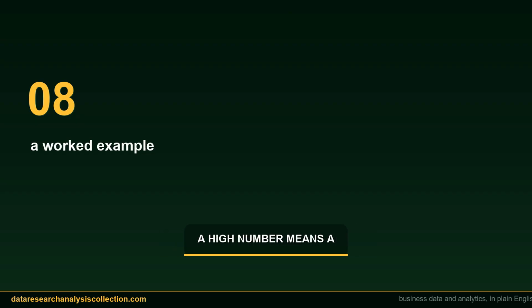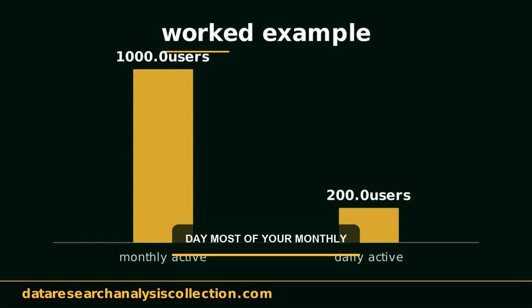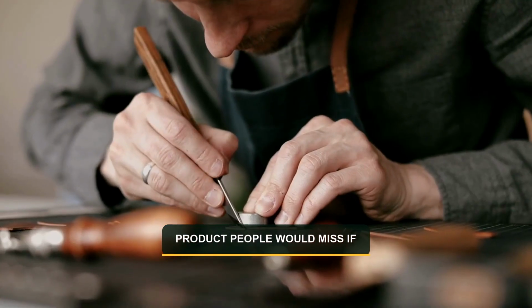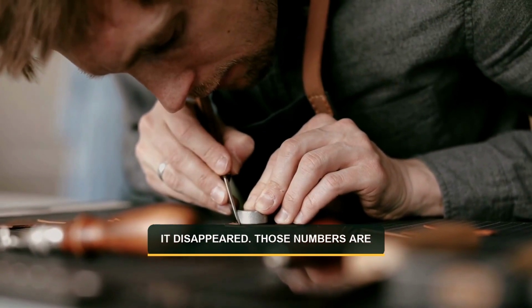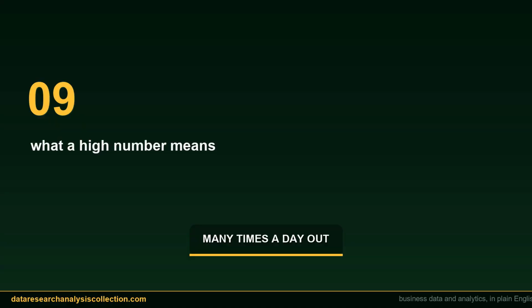What a high number means. A high stickiness number means people have folded your product into their routine. If it sits up near half, then on any given day, most of your monthly users are showing up, which is the signature of a genuine habit, the kind of product people would miss if it disappeared. Those numbers are rare, and they usually belong to things people reach for many times a day out of real need. A rising stickiness trend, even a slow one, is one of the most encouraging signals a young product can show.